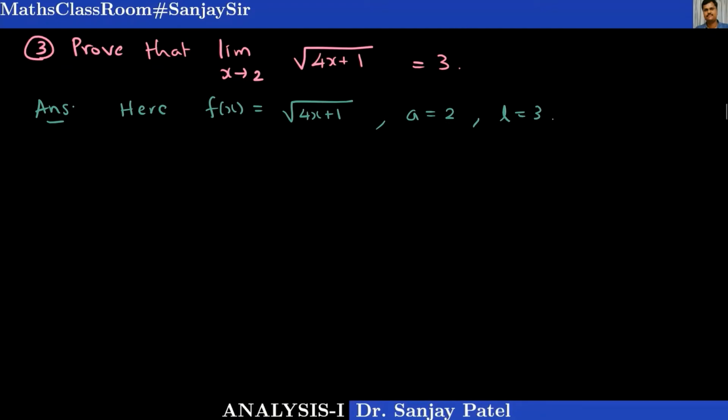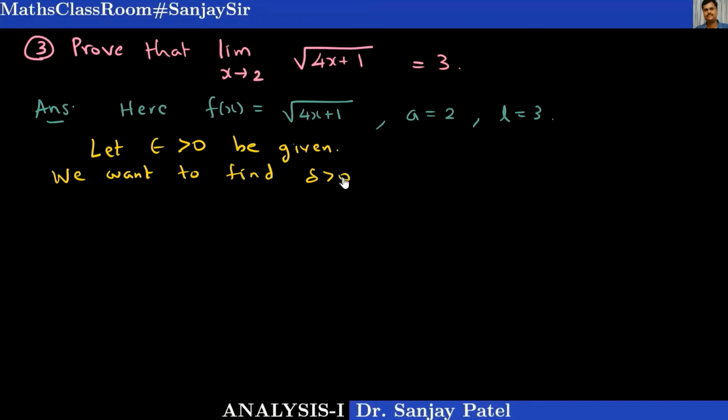We always write the first step as usual, that start with epsilon greater than 0 be given. Let epsilon greater than 0 be given. And we want to find delta greater than 0 such that whenever 0 less than mod of x minus a, that is 2, less than delta implies mod of fx minus L is less than epsilon. So this is our aim.